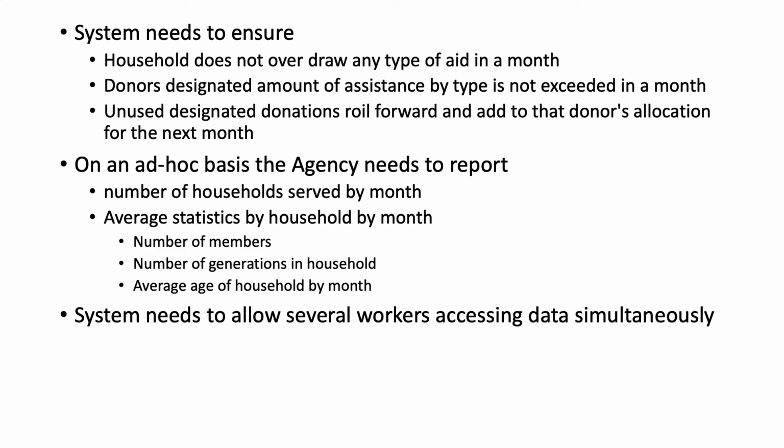The system needs to allow several workers to access data simultaneously. Well, if one of your projects for this class has that requirement, you should not be using Access, because Access is a single user system. It does not know about concurrency, and it doesn't have any way to support safely letting two people into the data at the same time.